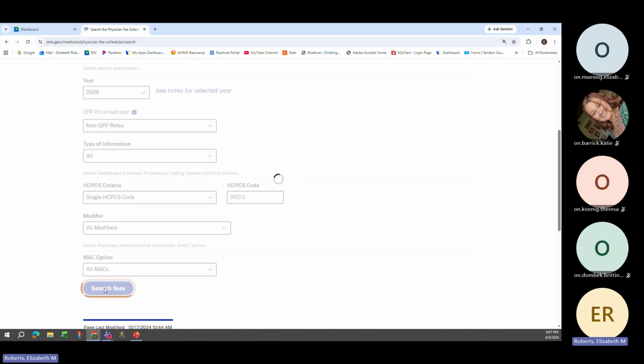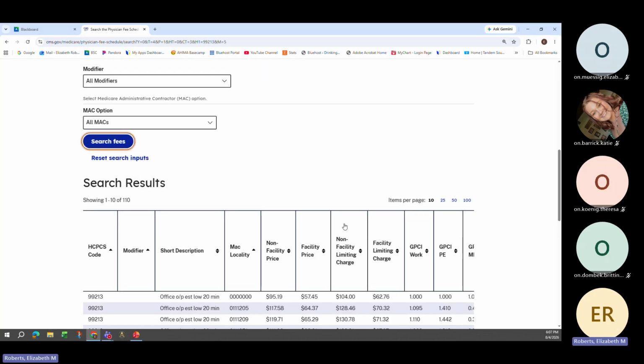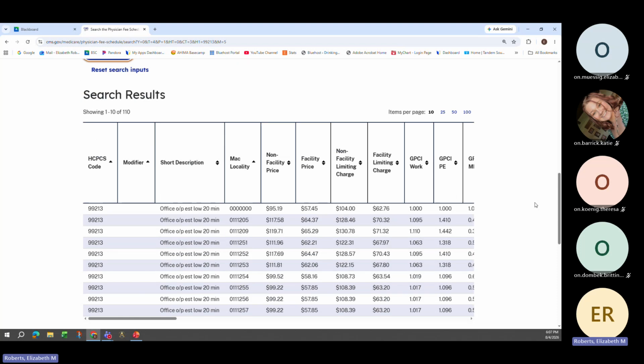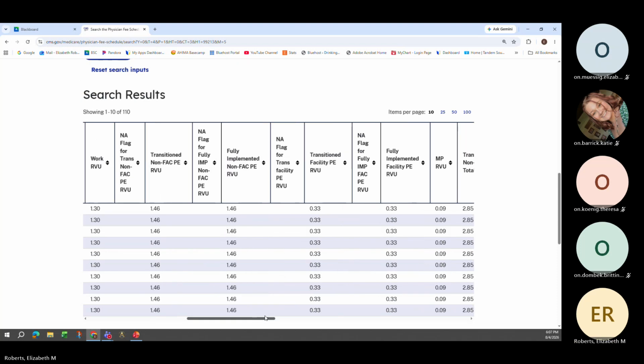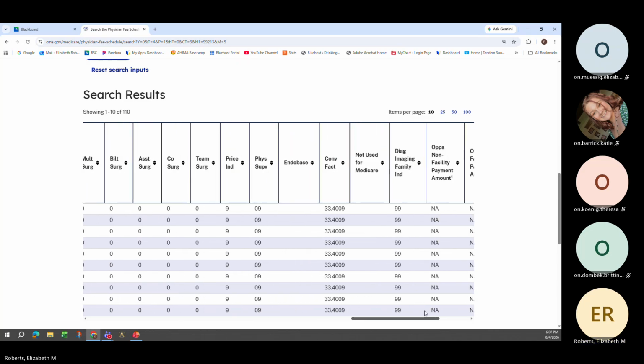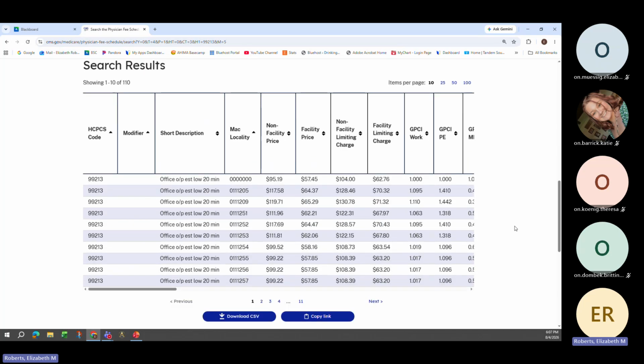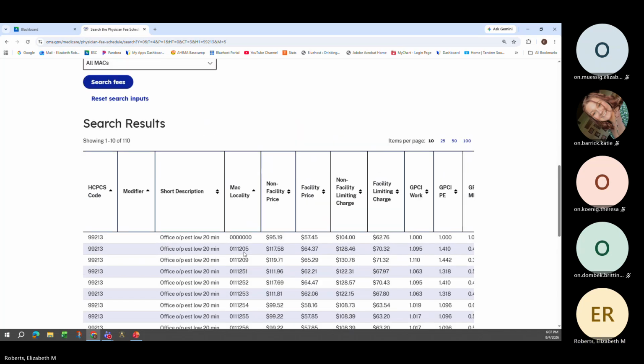All modifiers, search fees. This is the only way I've known how to, you could probably Google it, honestly. You could probably just Google it. It'd probably be a lot easier, because we probably don't have it in this anymore. There we go. Okay.